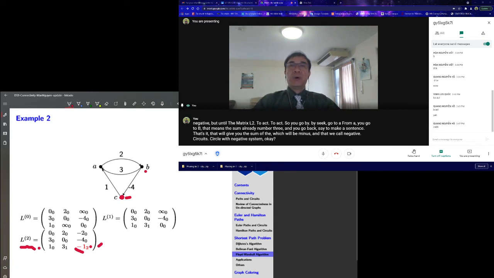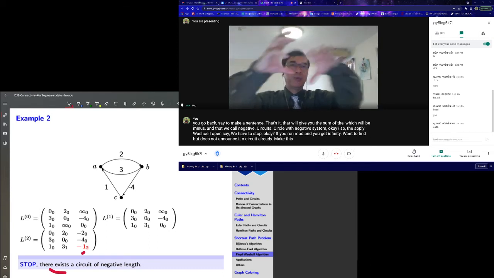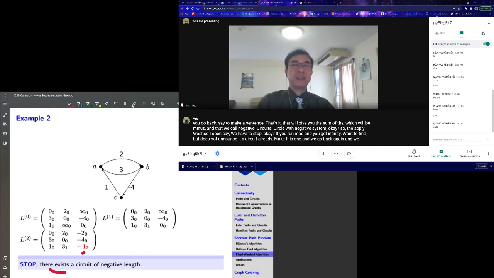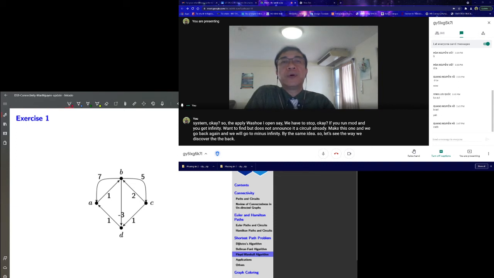So the Floyd-Warshall algorithm says we have to stop, because if you run more, then you get an infinite loop. It does not allow a circuit. A circuit already makes this one, and we go back again, and we will go to minus infinity by the same idea. Okay, so this is the way we discover the best instant to stop the algorithm.